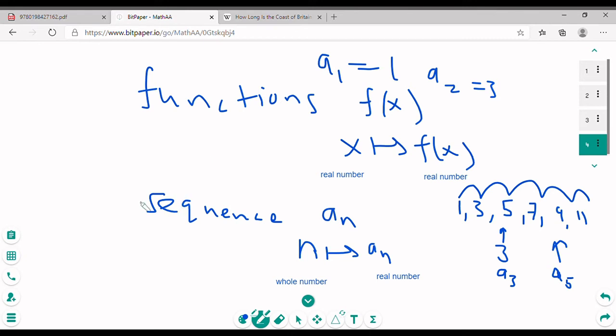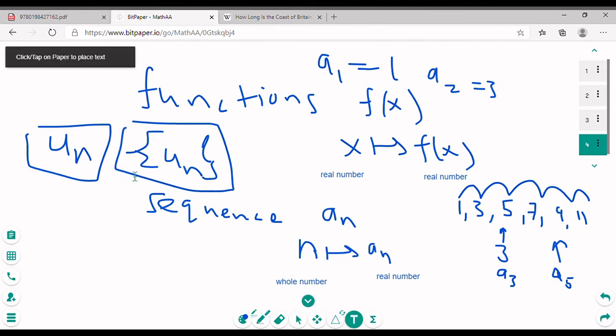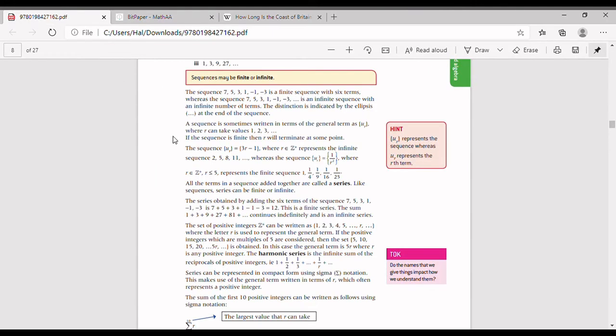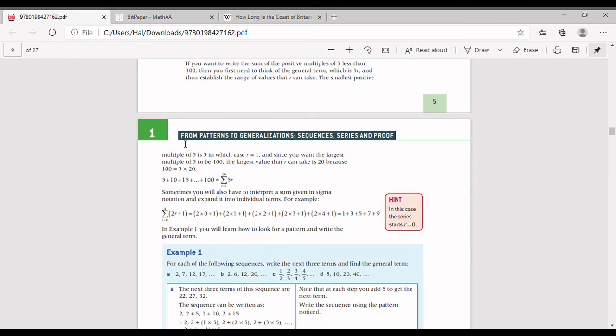Okay, so this book sometimes calls it UN, and it doesn't matter. You can use any symbol up here that you want. So UN or AN is one specific number in the sequence. If you wanted to know all of them, you can put braces UN. This just means a collection. This means the entire sequence. Great.